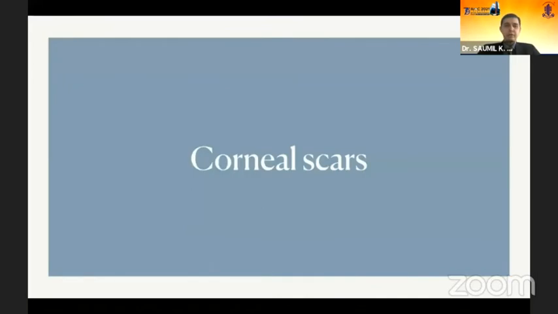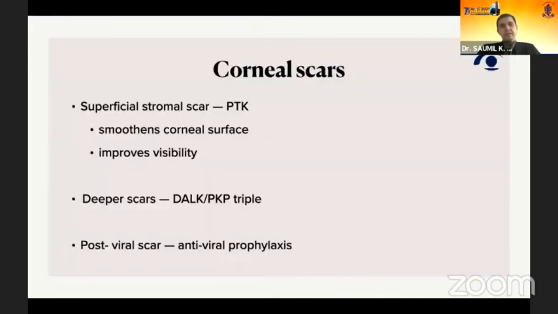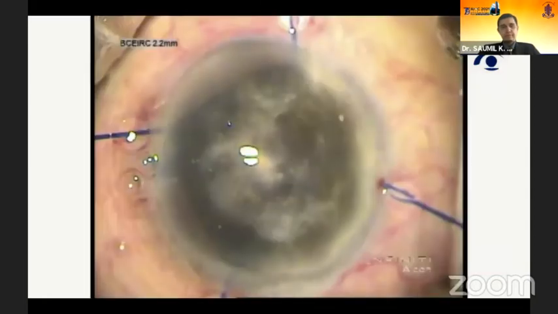So coming to corneal scars. Just remember that if it's a superficial corneal scar, you go ahead with PTK to remove the corneal scar. It smoothens the corneal surface and improves the visibility by making the scars less dense. For deeper scars, you can go ahead with a DALK or a PKP triple. Always do remember, if it's especially a post-herpetic scar, then antiviral prophylaxis should be initiated before surgery.